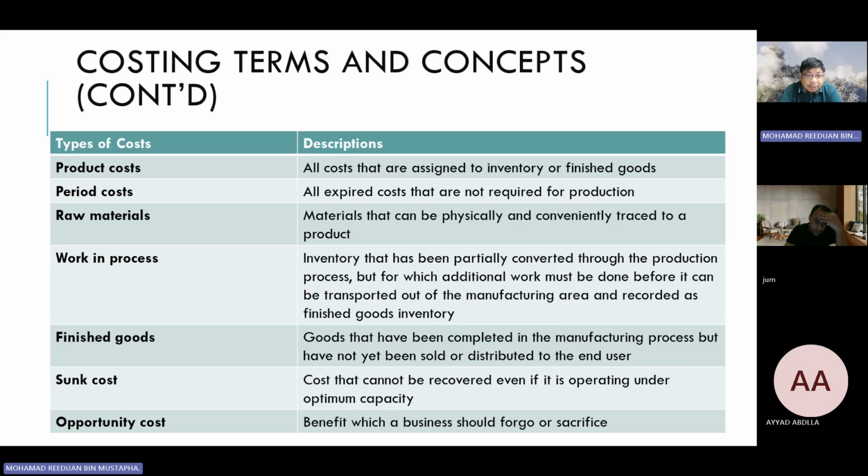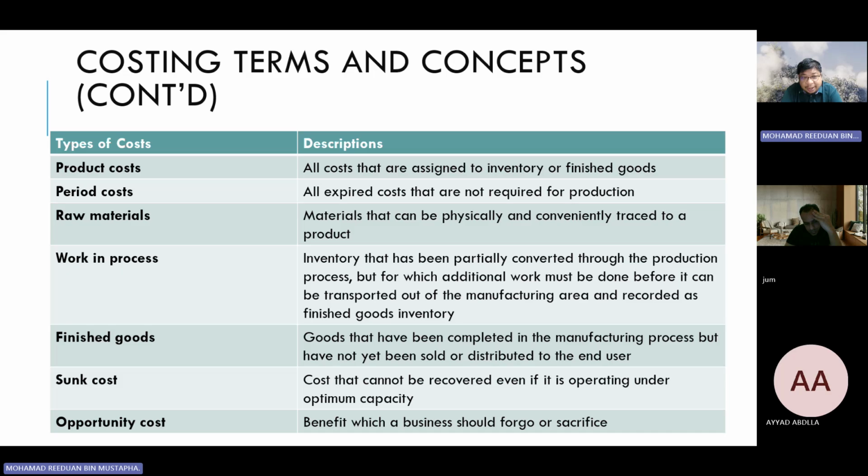Okay, and this is additional on top of that. We have a product cost. So all costs that are assigned to inventory or finished goods; period costs, all expired costs that are not required for production; raw materials, material that can be physically and conventionally traced to the product; work in process, which is inventory that has been partially converted through the production process, but for which additional work must be done before it can be transported out of the manufacturing area and recorded as finished good inventory.